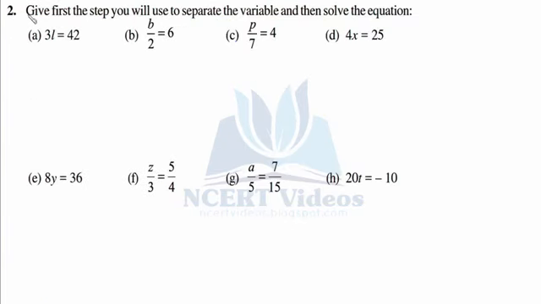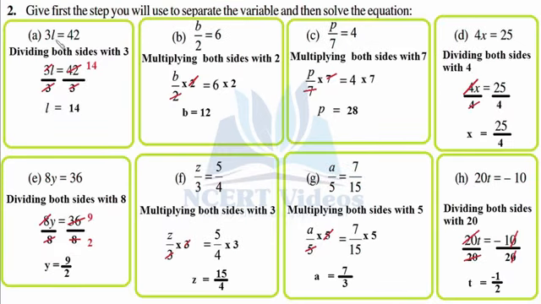Question second. Give first the step you will use to separate the variable and then solve the equation. Same question, but we have to do it with multiplication and division. So we'll have to move constants towards the right hand side and variables towards the left hand side. So we'll have to separate them. A part, 3L equals 42. Now this is getting multiplied. So how can we get rid of this 3?